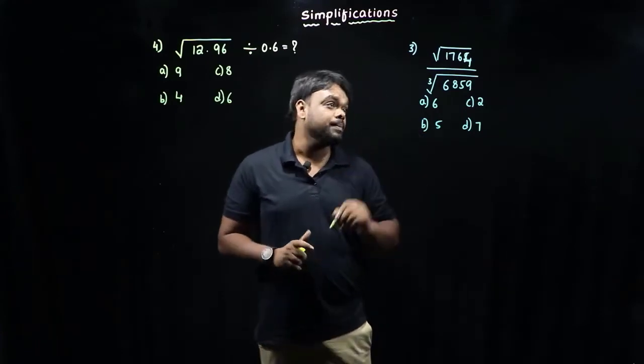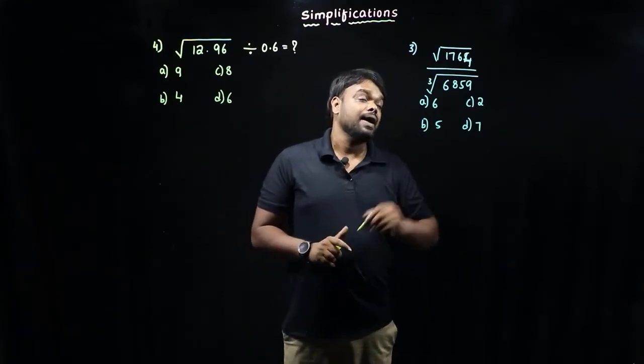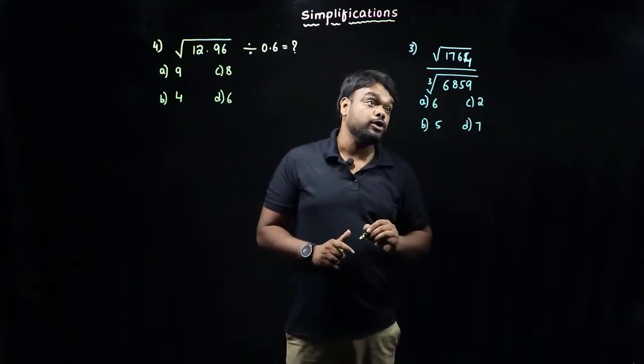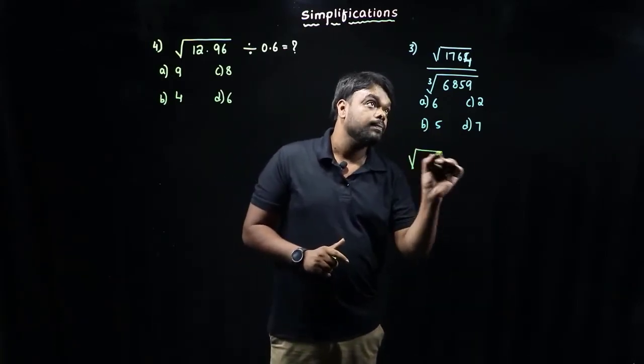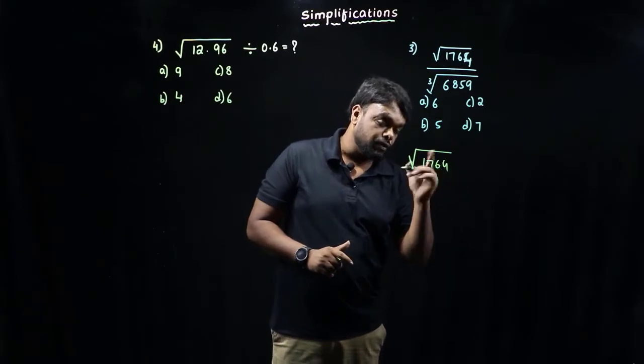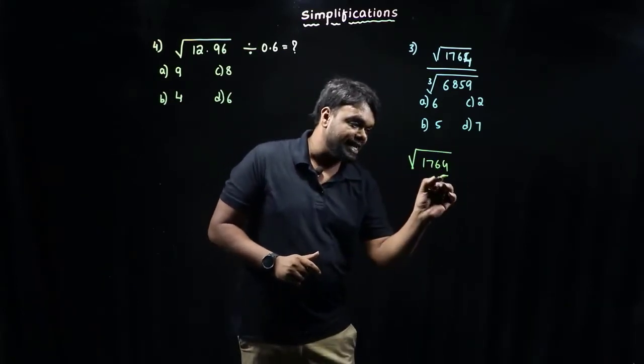Now, what does question number 3 say? We have root of 1764 divided by cube root of 6859. Now, the first step is root of 1764. If you want to find this, separate the last 2 digits.